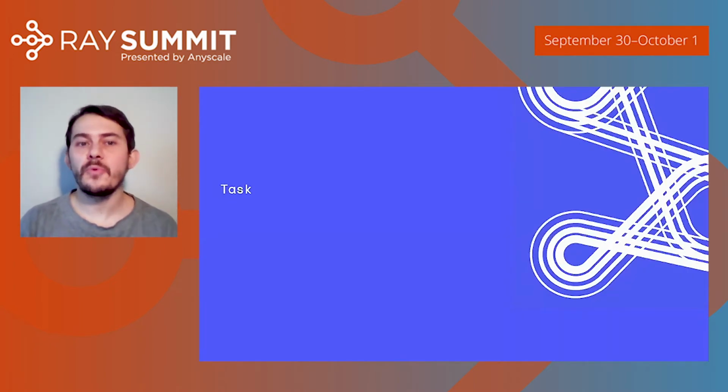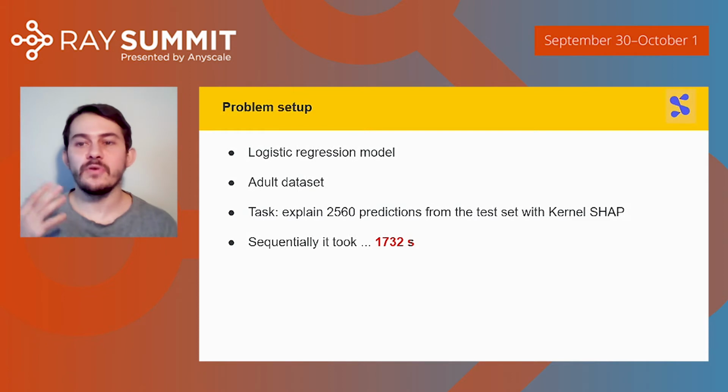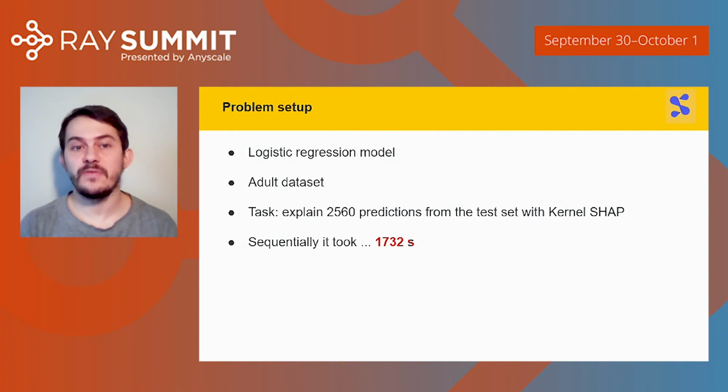So how can Ray help us speed up? Let me describe a practical task that we worked on. So we took a simple model, a logistic regression on the adult dataset, and proceeded to explain 205,060 predictions from a test set. Each prediction predicts whether an individual will make an income over $50,000 or not based on some data about them.